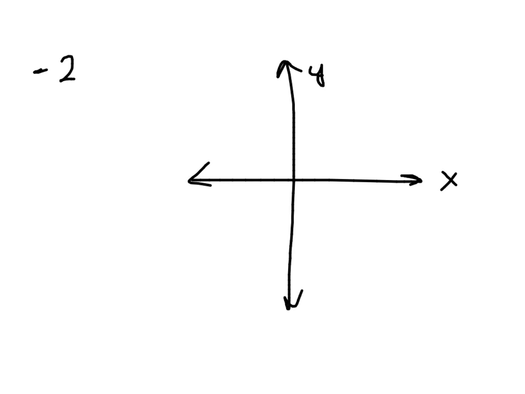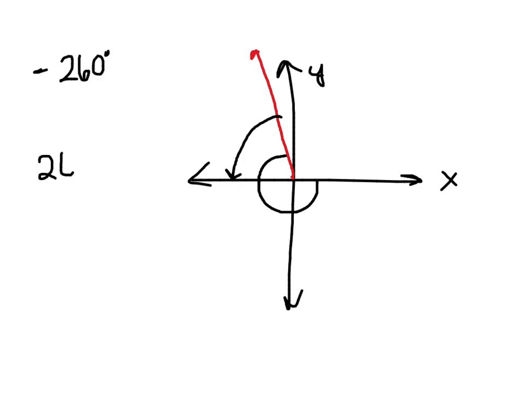I have negative 260, which means I go back this way. 90, 180, not quite to 270. But my reference angle is still this one that comes back to the x-axis. So for that one, I'd take 260 minus 180, because I'm getting it back to that line as quickly as possible, which is 80 degrees.